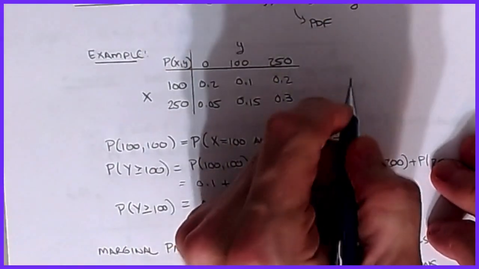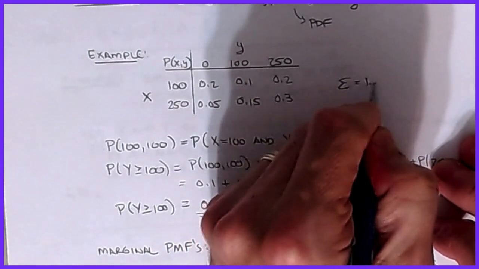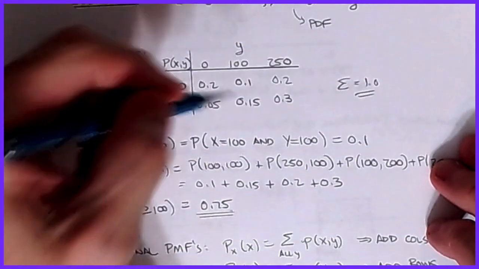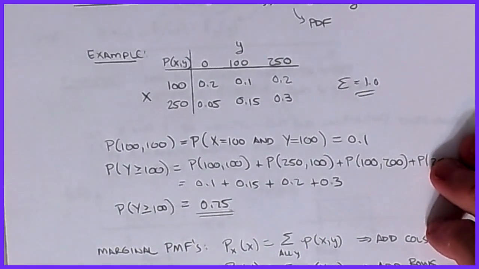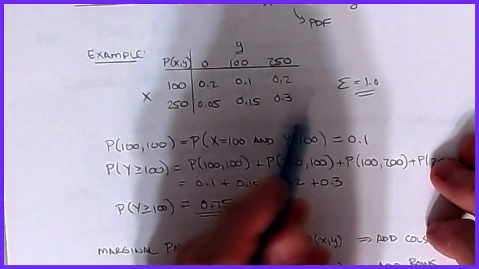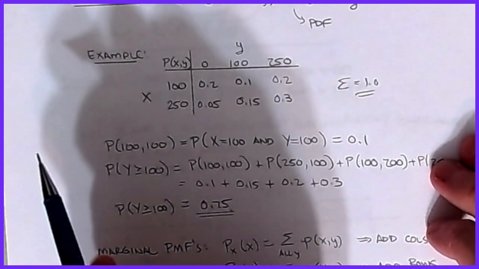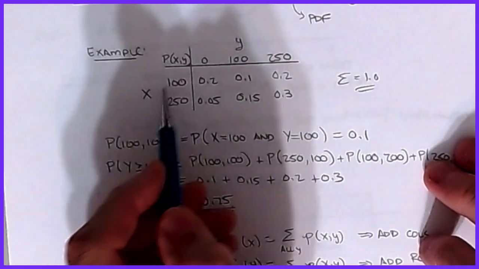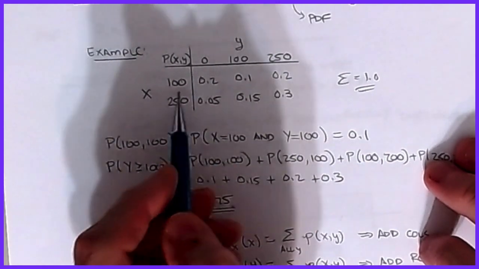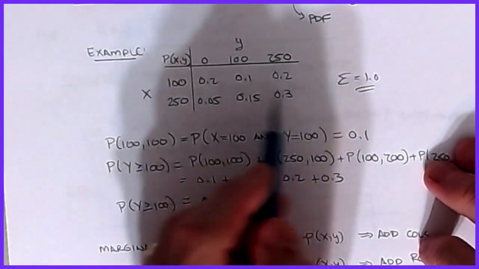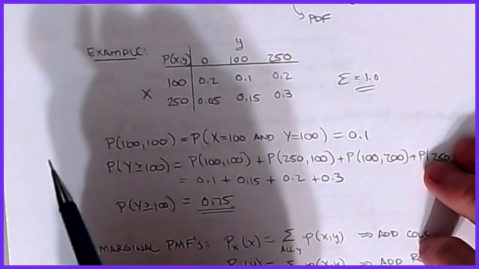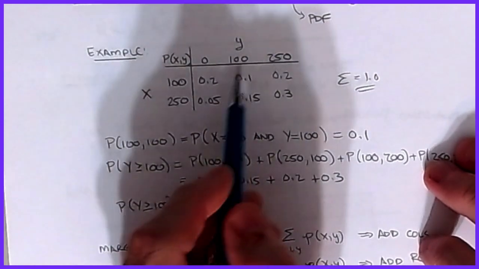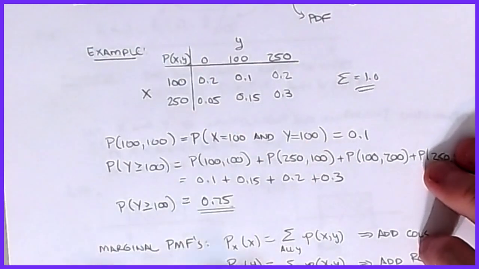Now what you'll notice is that if I sum all of these, we're back to a sum of 1.0. We have to maintain that because this is my sample space as it's defined. So everything in this table has to add up to 1.0. It's just split out differently now. For x of 100 and y of 0, it's 0.2, for 100 and 100, it's 0.1, and so forth as we look at these values. So that's what a joint distribution looks like. It basically becomes this table.